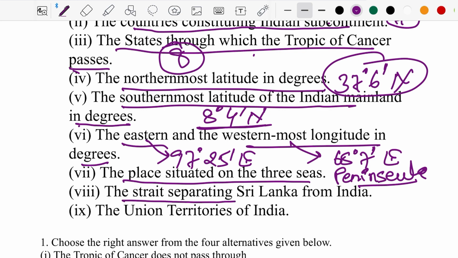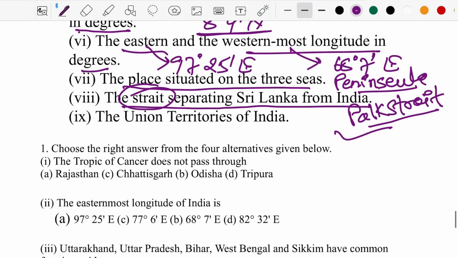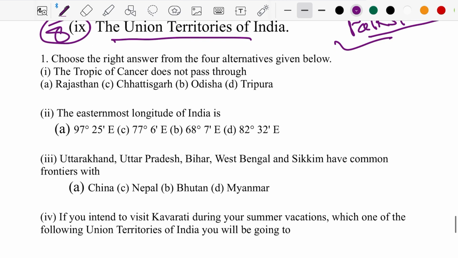The strait that is separating Sri Lanka from India, what is it? Palk Strait. Just now I talked about that. Sri Lanka is separated from India by the Palk Strait and Gulf of Mannar. It is asking which strait, so it is Palk Strait. Next, Union Territories of India. So I talked about all the 8 Union Territories. Next, choose the correct alternative. The Tropic of Cancer does not pass through Odisha.